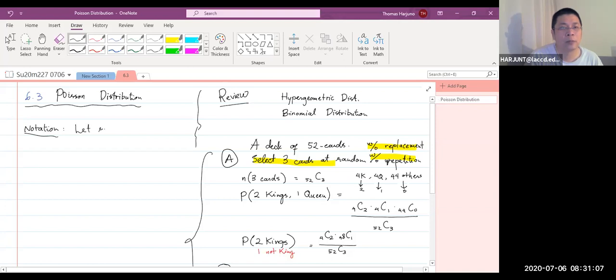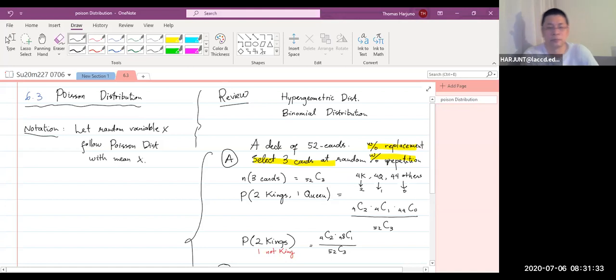Let random variable X follow Poisson distribution with mean lambda. Then we denote it as X follows Poisson distribution, Poisson lambda.